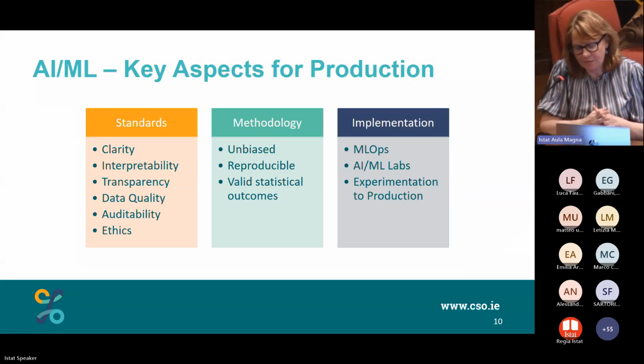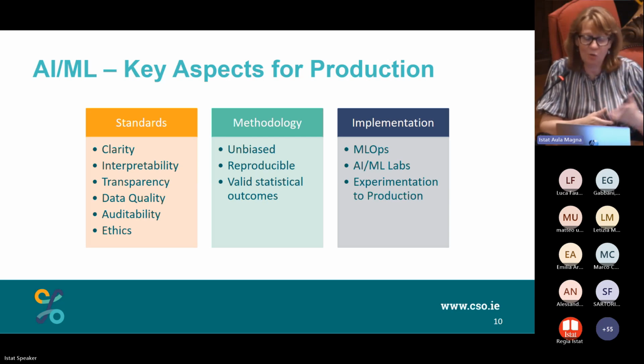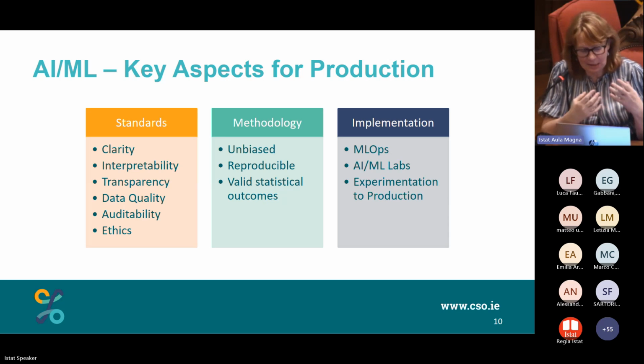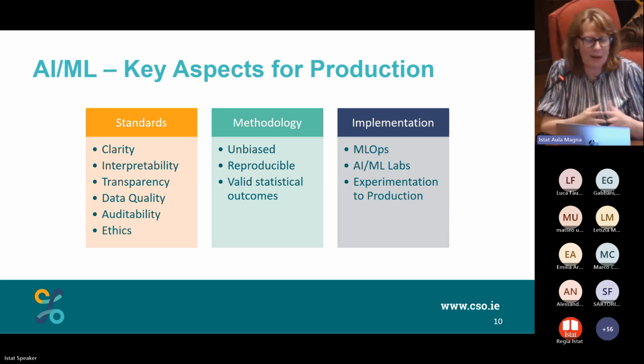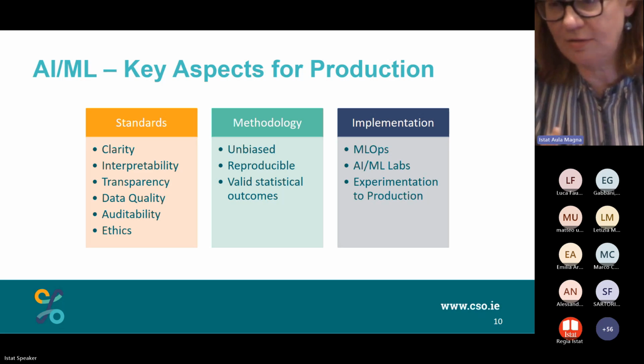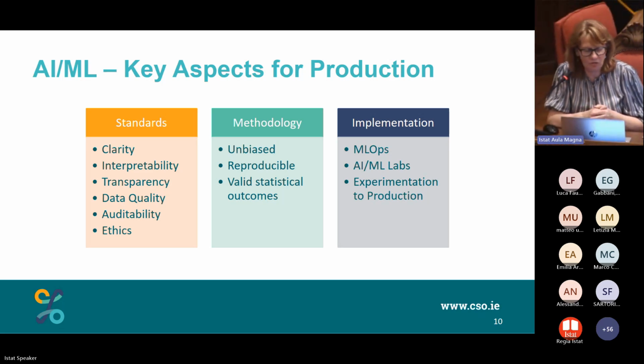So what are the key aspects in this? In terms of standards, it's looking at things that you're all incredibly familiar with. How do we make sure that we apply clarity, interpretability, transparency? Data quality is incredibly important for AI and machine learning, as it is for all of the statistics we produce. But when you're dealing, as you all know, with masses of big data that's not being collected for the purpose that we are attempting to use it, the quality issues are of a different nature to those from surveys. So that's incredibly important. Just like everything else we do, we need to be able to reproduce it.